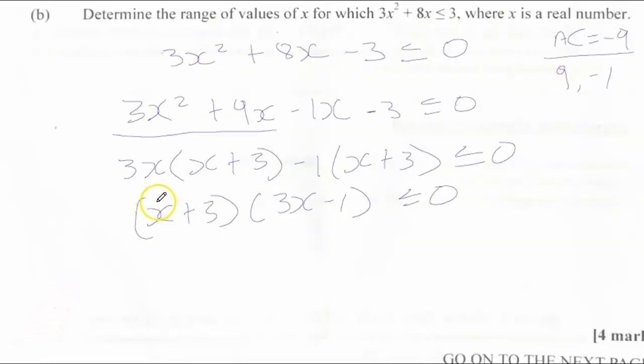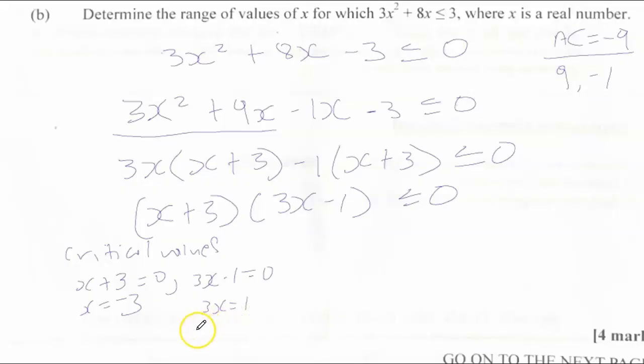So critical values, we equate x plus 3 to 0, we get x equal to negative 3, and we equate 3x minus 1 to 0, we get 3x equal to 1, divide both sides by 3, x equal to 1/3. And since it's less than, when it's less than, x is between the critical values.